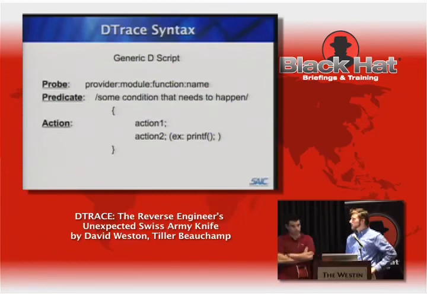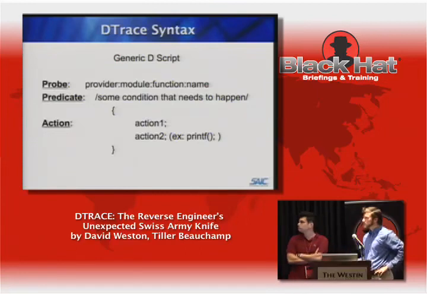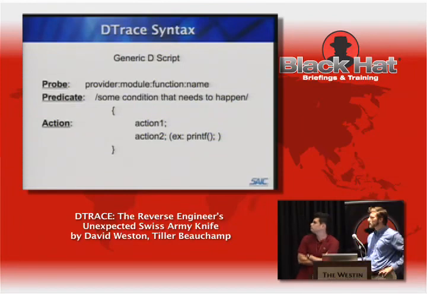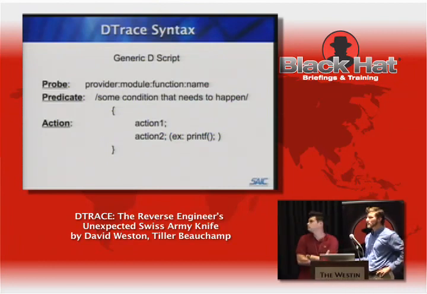So here's the generic form of a D script. You've got the probe, which comes in those 4 parts. The predicate is some optional condition under which you want to execute these actions, such as printf, print the stack trace, make some calculations.